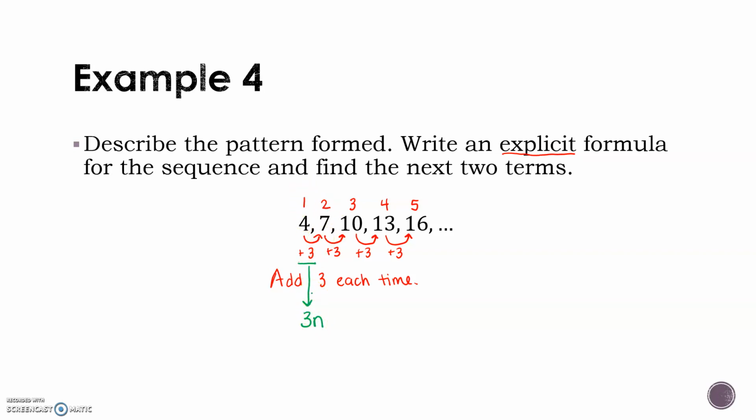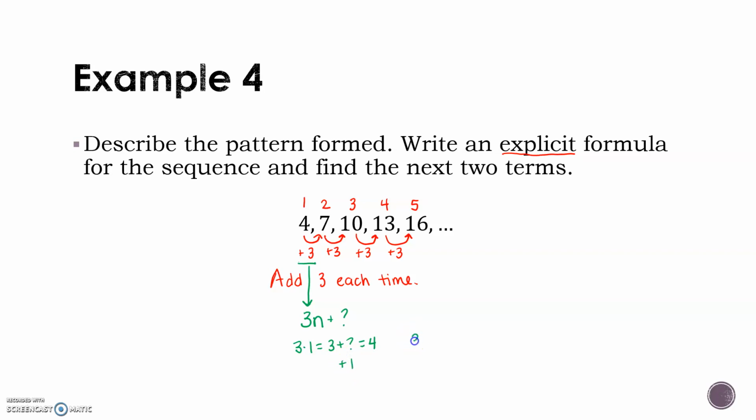And I know you're saying, hey, wait a second, 1 times 3 is 3, not 4, and 2 times 3 is 6, not 7. So then we have to think about what we need to add or subtract to finish this formula and to make it be true. So if I do 1 times 3, I get 3. So really what I'm saying is, what do I add or subtract to 3 to get 4? I add 1.